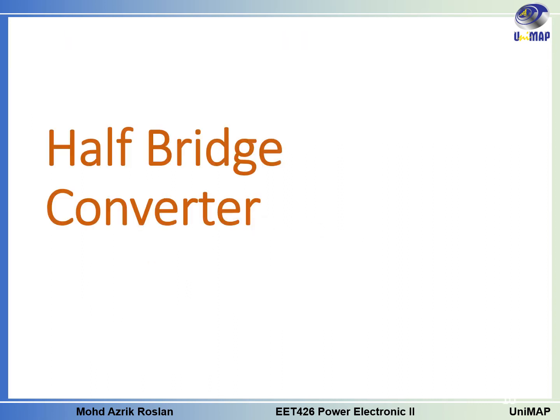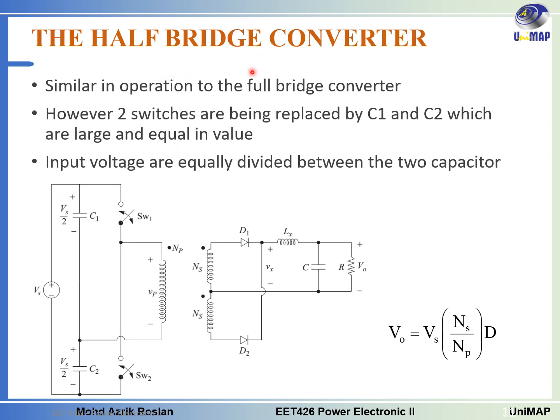Now we move to the next converter, which is the half bridge converter. The operation of the half bridge converter is almost similar to the one in the full bridge converter. However, in full bridge we have 4 switches, but in half bridge we only have 2 switches, and the other 2 are replaced by capacitors. The value of the capacitors must be very large, and they must be equal in value. We need them to be large to ensure that we have a constant voltage at this particular point, and we need them to be equal so that the voltage Vs is equally divided between the 2 capacitors.